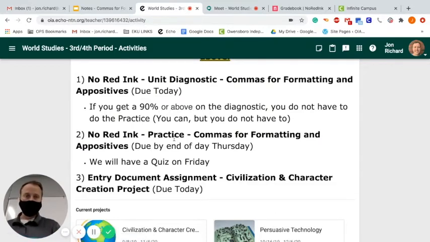Any questions? Are you on Go Guardian, Miss? Okay. Any questions on Go Guardian or in the class? Any questions over No Red Ink?